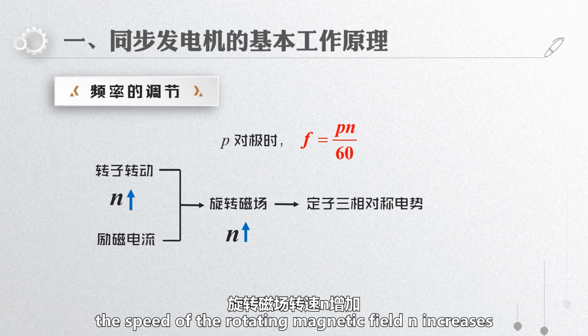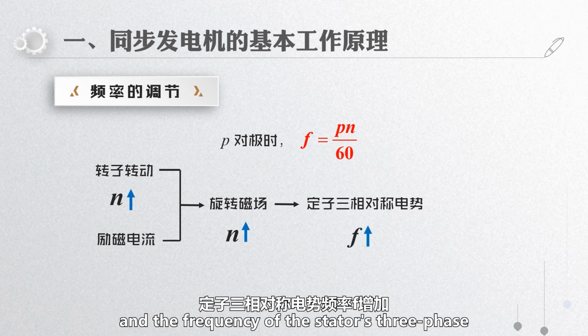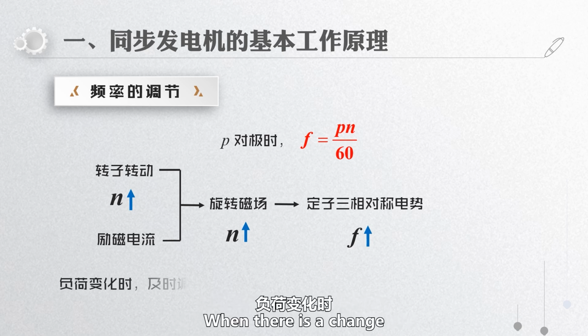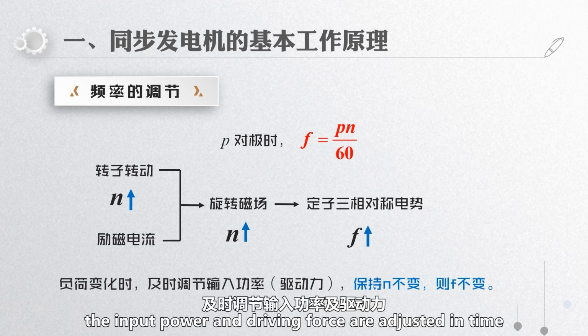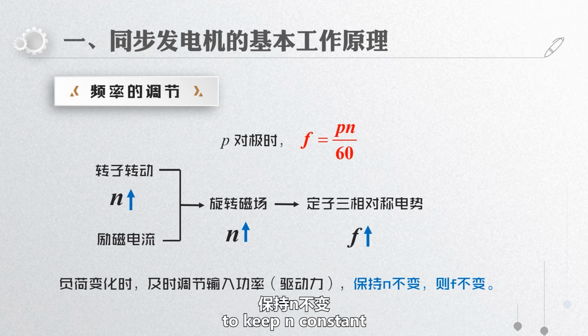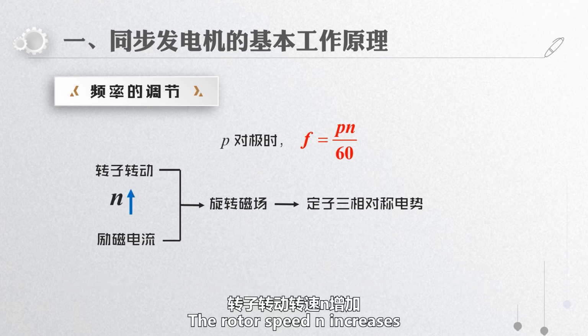If the rotor speed n increases, the speed of the rotating magnetic field n increases, and the frequency of the stator's three-phase symmetrical voltage f increases. When there is a change, the input power and the driving force are adjusted in time to keep n constant. Thus, f remains unchanged.